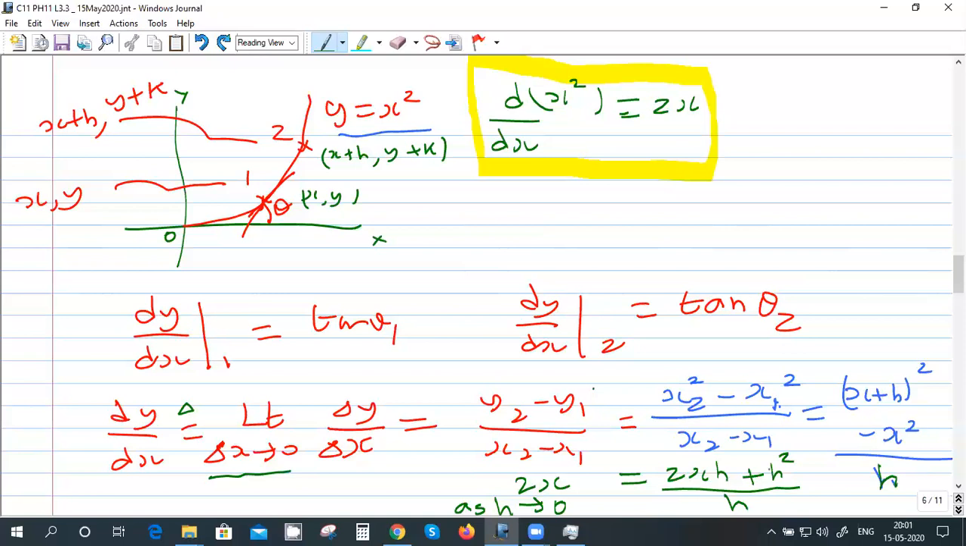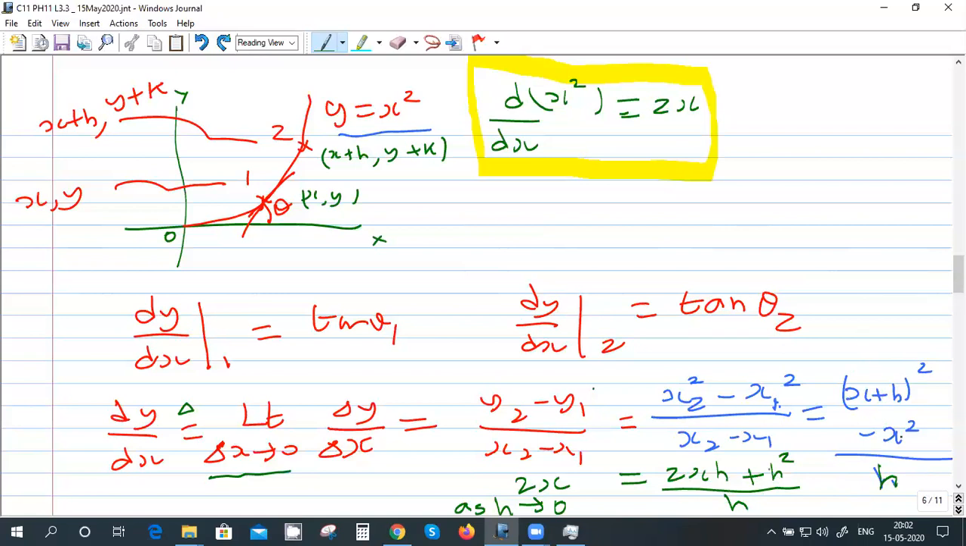So using that for x1 and x2, you get this one. You're just substituting x2 as x plus h, x1 as x. That's it. Okay, from this you can get this one. A plus b whole square.